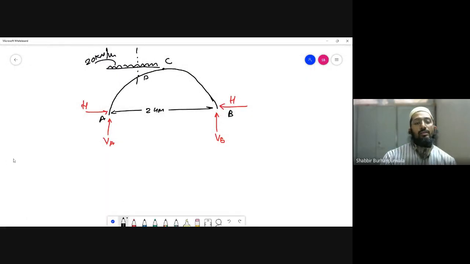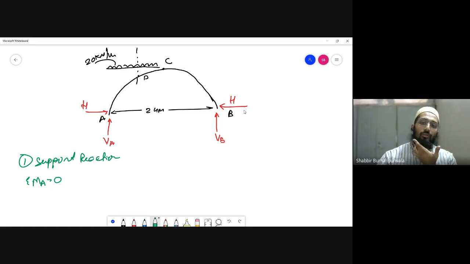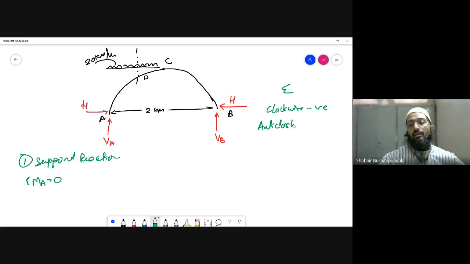Okay, so first thing that we are going to do is determine the support reactions. How will we get the support reaction? First we are going to do summation of moment at A is equals to 0. Now because when we are doing summation, you remember that clockwise is negative and anti-clockwise is positive. Okay, this you already know. When we are doing summation, at that time clockwise and anti-clockwise is the sense of direction for us.